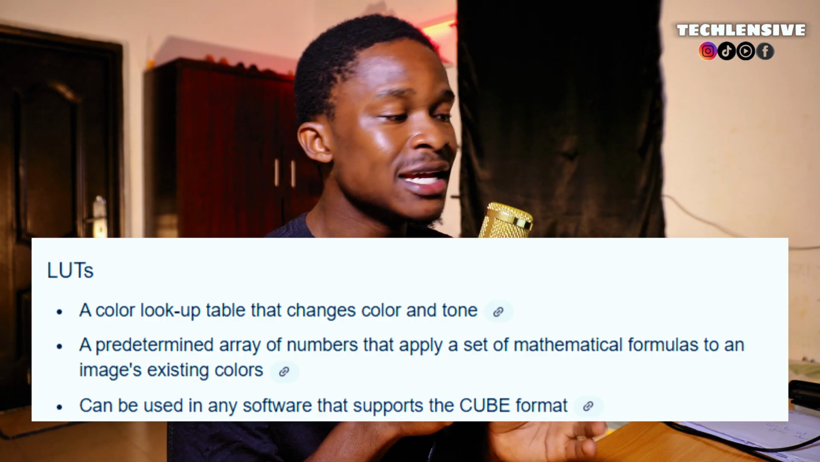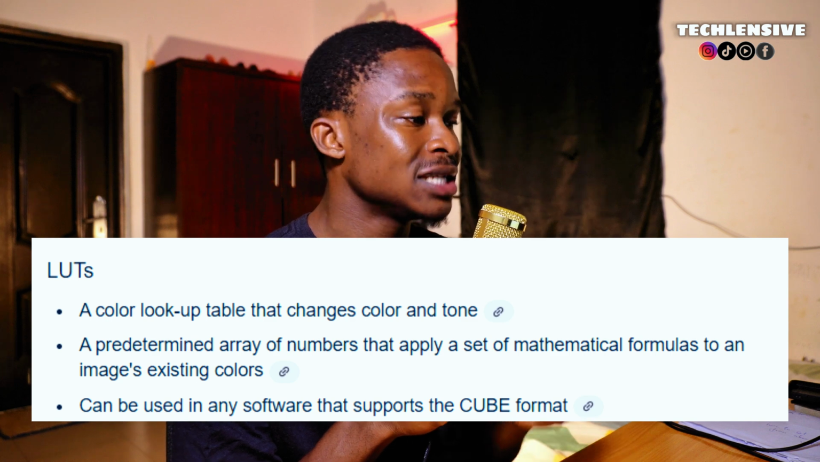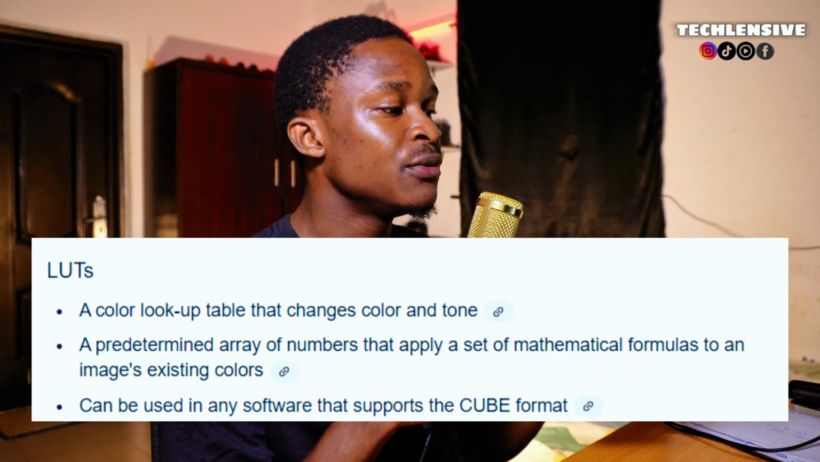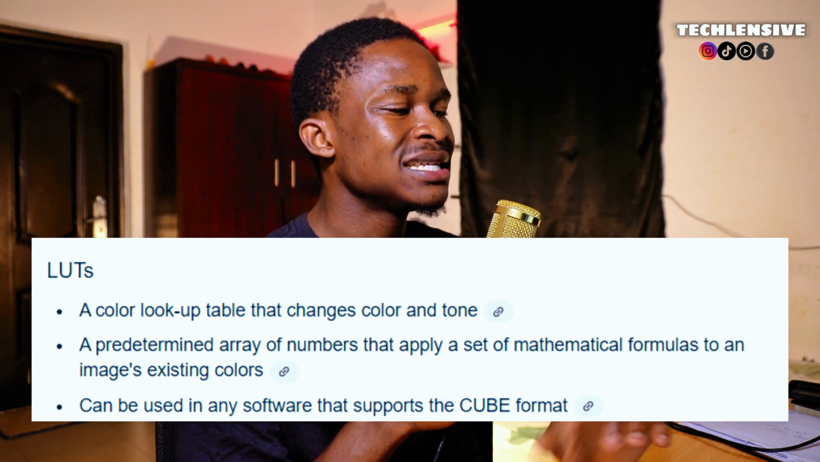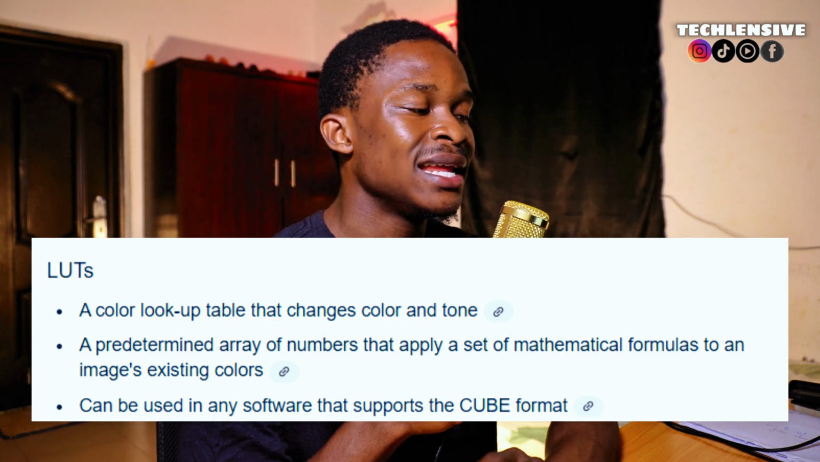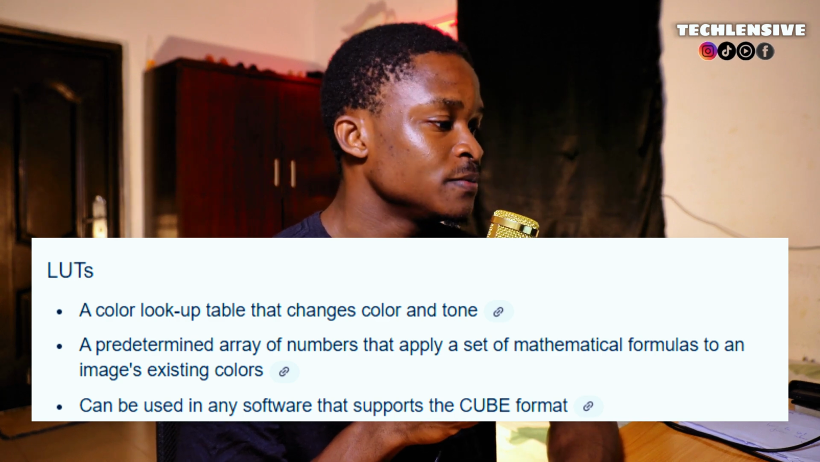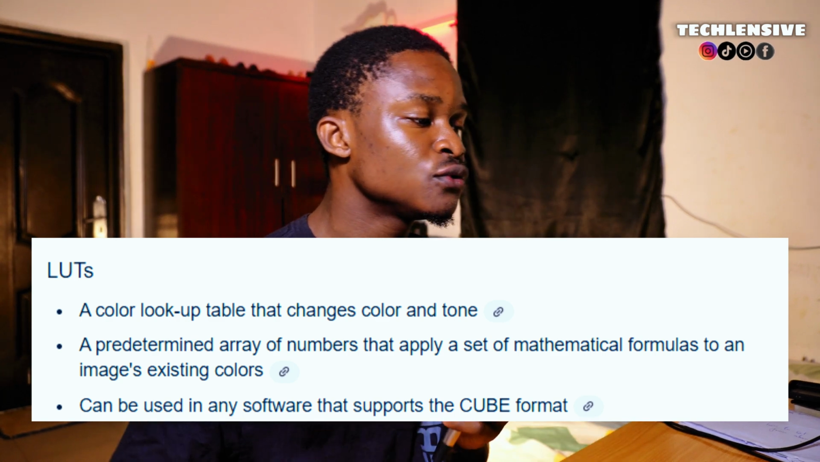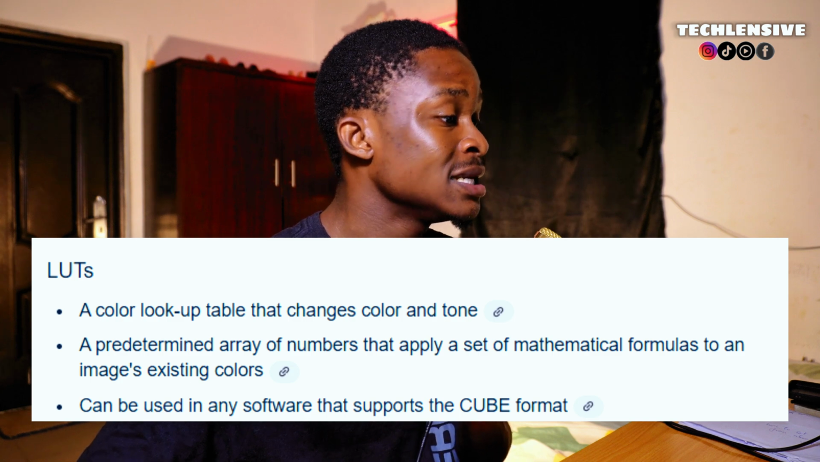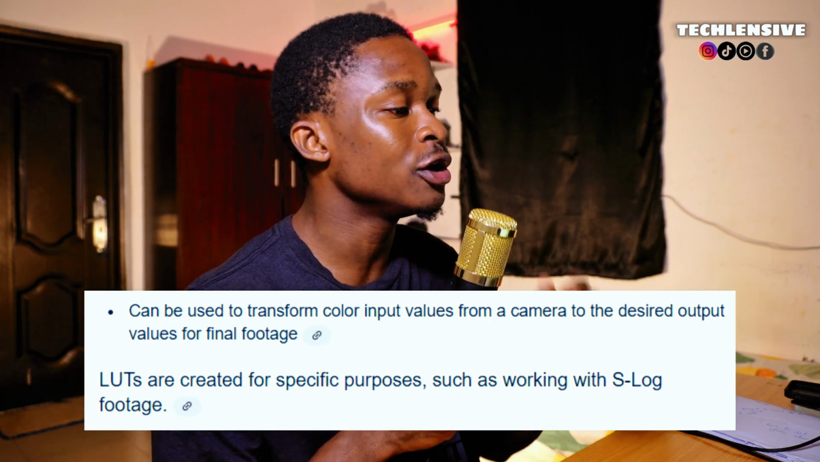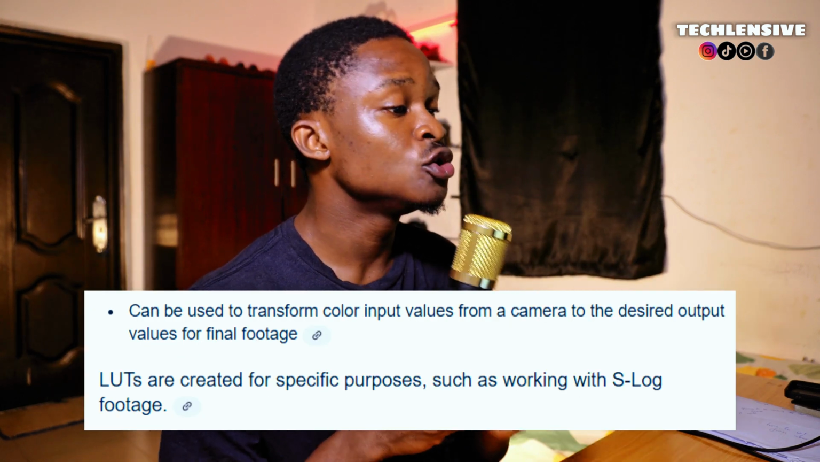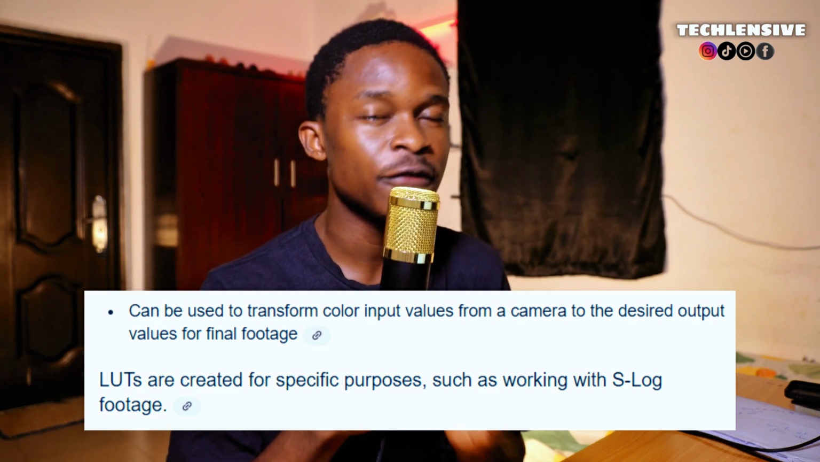Now, for LUTs, it's more like a lookup table that can change colors and tones, a predetermined array of numbers that apply a set of mathematical formulas to an existing color. And then they can be used in any software that supports the cube format. They can be used to transform color input values from a camera to the desired output value for final footages.